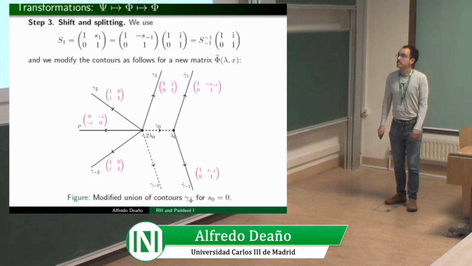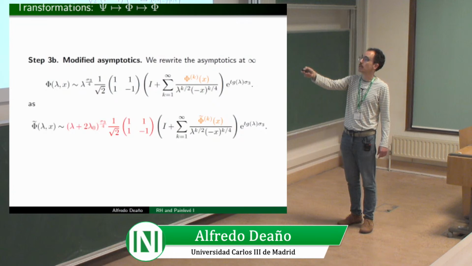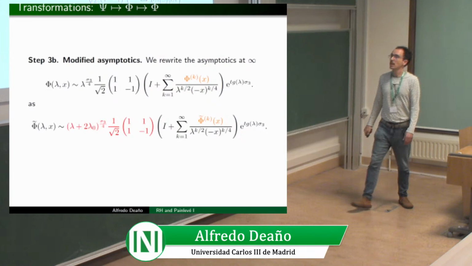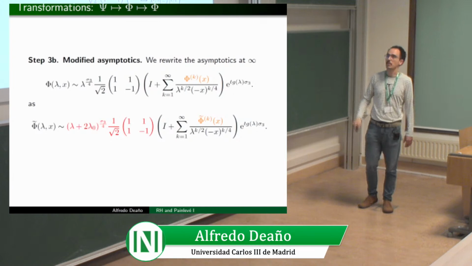Something else that I want to do: once I move this, I have my asymptotics here, but I don't like this lambda to 1/4 or minus 1/4. I prefer lambda plus 2 lambda 0, because I move everything to the stationary point. You can do that, but then keep track of all the changes here, which is another modification of these coefficients, because you change the prefactor here. Small calculation, this is not too bad.